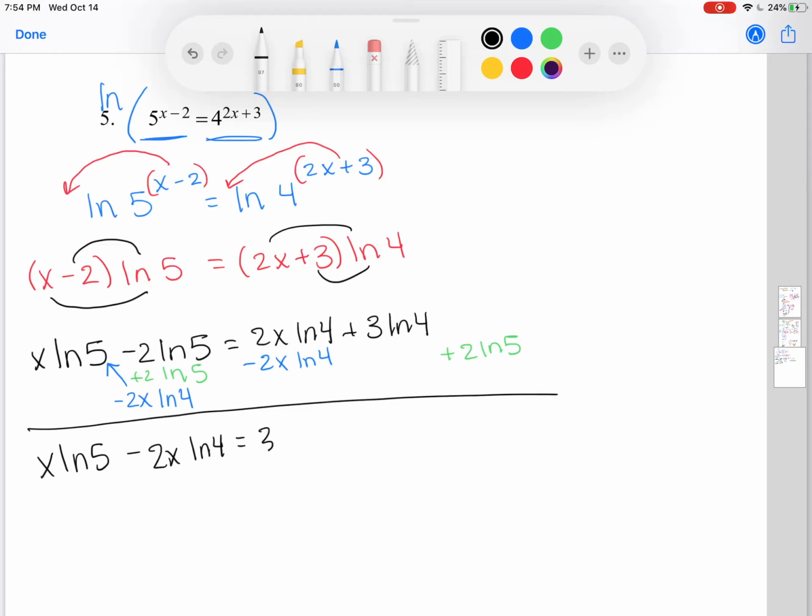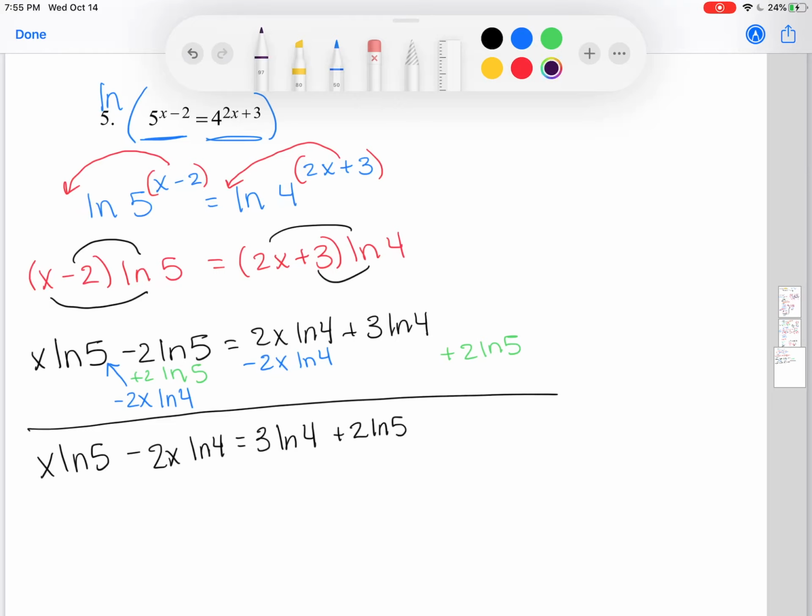So now I'm going to rewrite my line. I have x ln 5 minus 2x ln 4 equals 3 ln 4 plus 2 ln 5. Okay, that's 3 ln 4, not 31. Don't get confused.